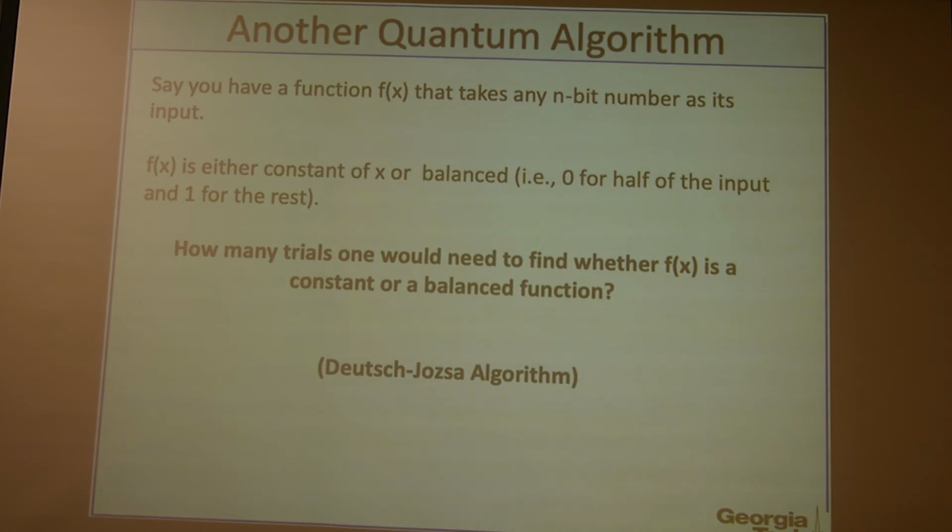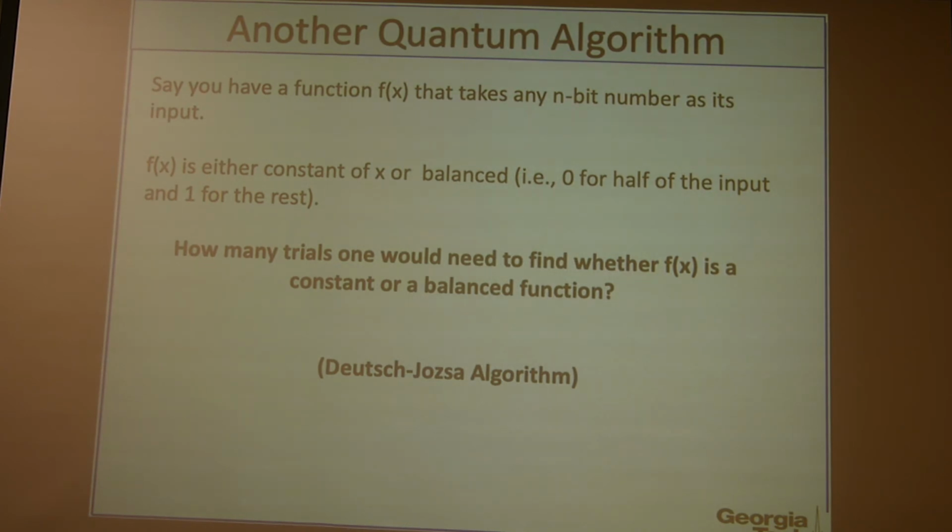So say x can be 0, 1, all the way up to 7. So you have 8. x can have one of these 8 values. How many trials would you need to find out whether f is a constant function or a balanced function? So how many times do you need to do an experiment to find out whether f of x is a constant function or a balanced function? A little more than half, or one more than half? A little more than half.